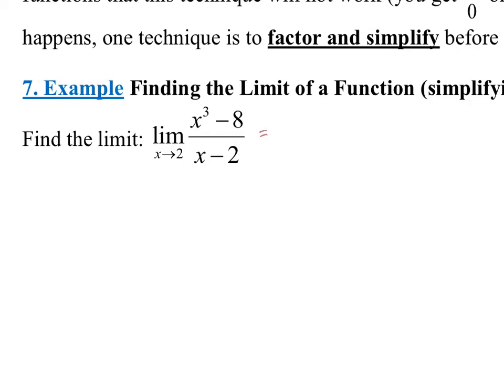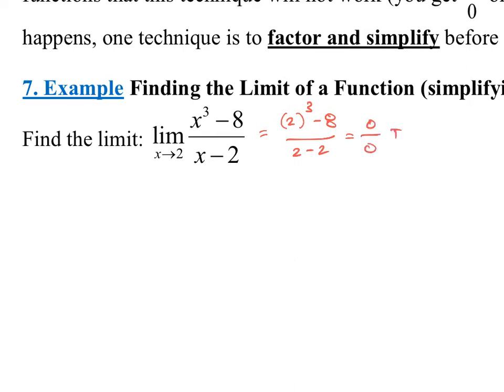Well, this is a polynomial over a polynomial. It's a rational function. And the quotient rule says we can plug in the limit to the top, the limit to the bottom, and see what happens. Polynomials say we can just plug it in. So we're able to just plug it in in this problem. But look what happens when we do. 2 cubed minus 8 is 0. 2 minus 2 is 0.